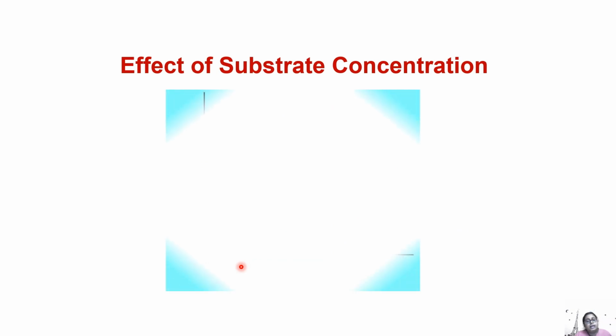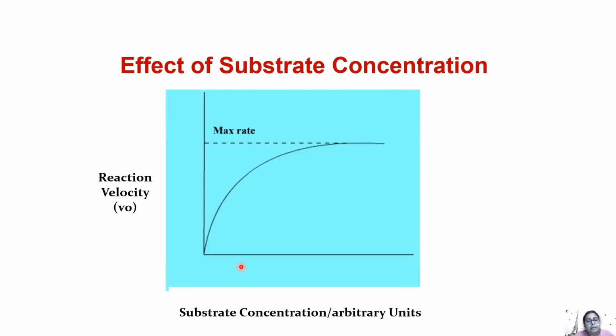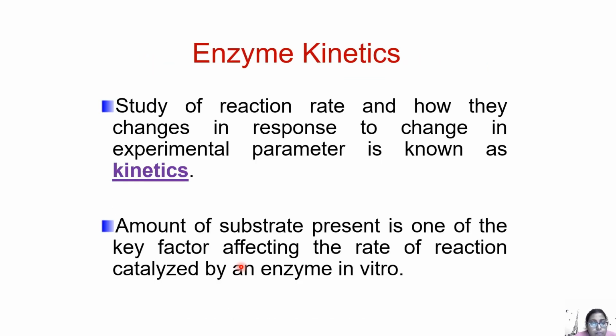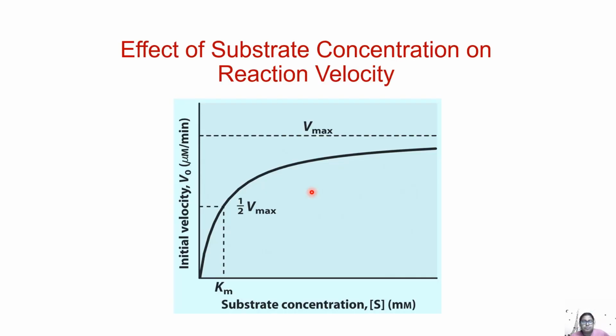Okay, the effect of substrate concentration can be seen with the Michaelis-Menten reaction. So we have already talked about the Michaelis-Menten reaction. Obviously, enzyme kinetics can be studied. Basically, the amount of substrate present is one of the key factors affecting the rate of reaction catalyzed by an enzyme in vitro. The effect of substrate concentration on reaction velocity can be studied by means of Michaelis-Menten.